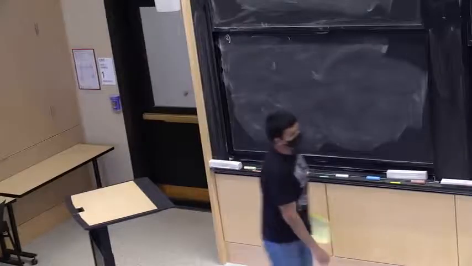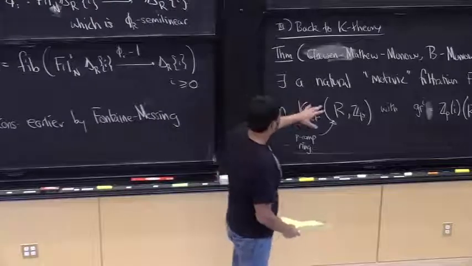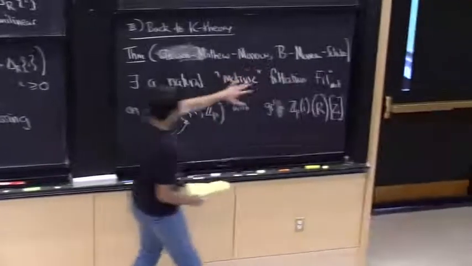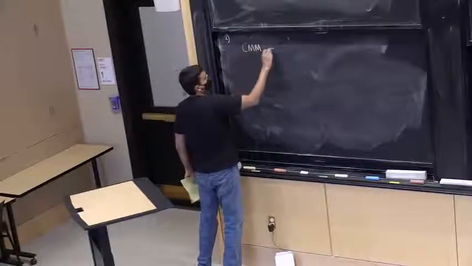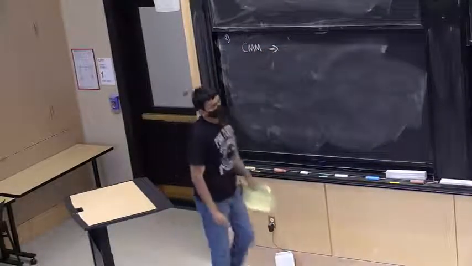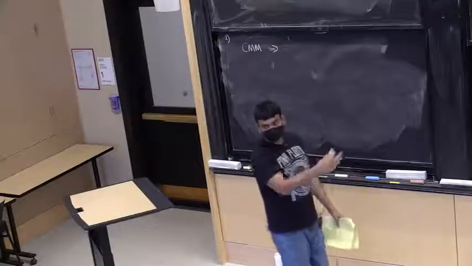But maybe the other remark I wanted to make before I tell you about that application is about what these contributions are doing. So Clausen, Mathew, and Morrow proved a very general result, saying that étale K-theory is the same as something called topological cyclic homology.